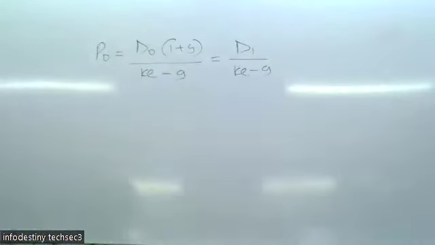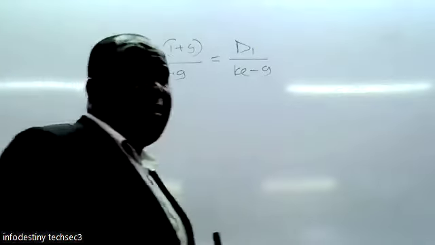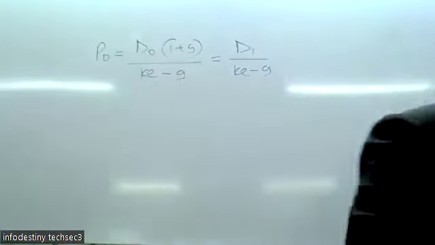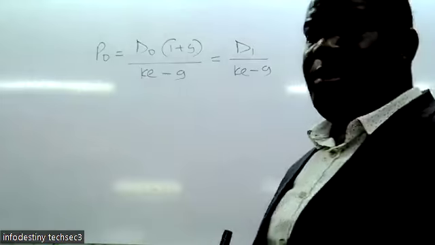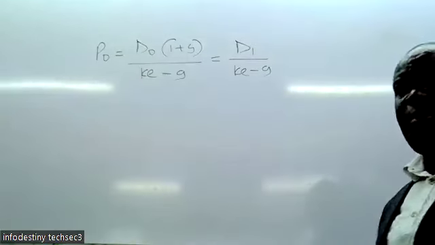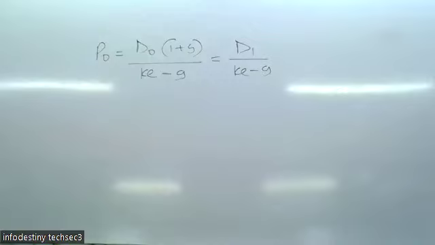So where P0 is the current market value of the share. Then D0 is the last dividend per share paid.